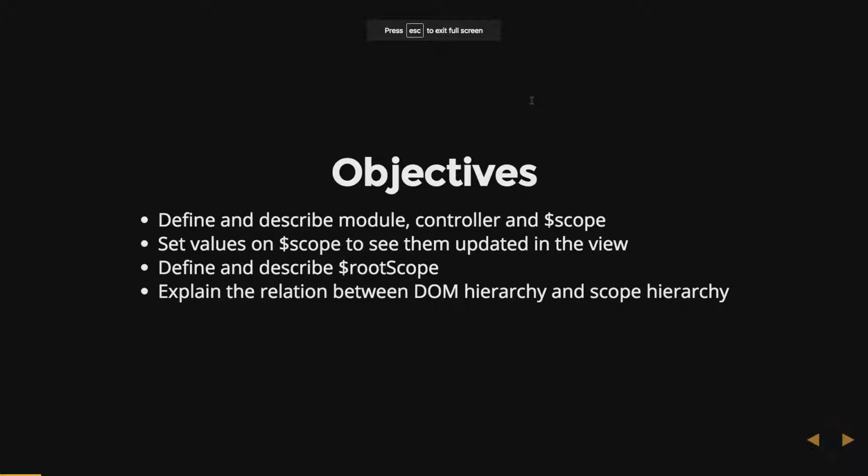Okay, Tyler, can you read the first objective? Define and describe module, controller, and scope. Cool. Mike D, can you read the second objective? Set values on scope to see them updated in the view. Guillermo, can you read the third objective? Define and describe root scope. And you guys are listening? Cats, can you read the last one? Explain the relation between dot hierarchy and scope hierarchy.